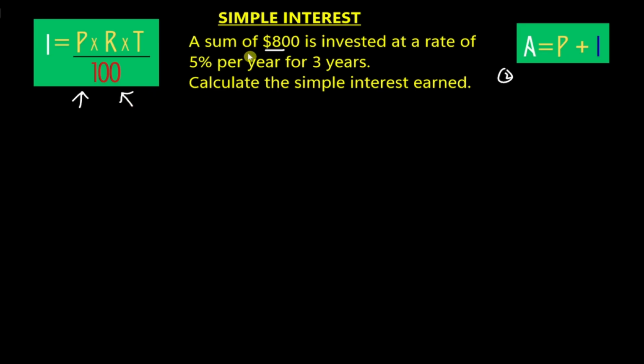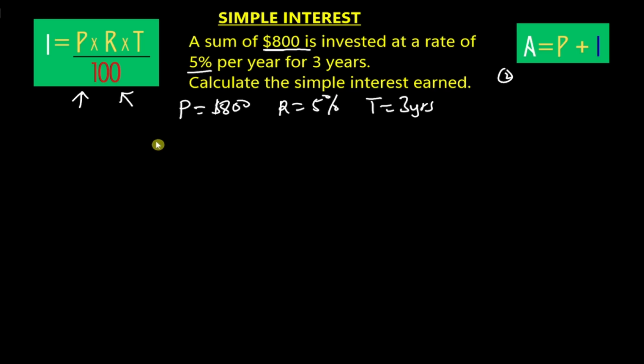So a sum of $800. Now the $800 invested is the principal. So the principal is $800 at a rate of 5%. Now the rate is 5% for 3 years, and the time, which is T, is 3 years. Calculate the simple interest.